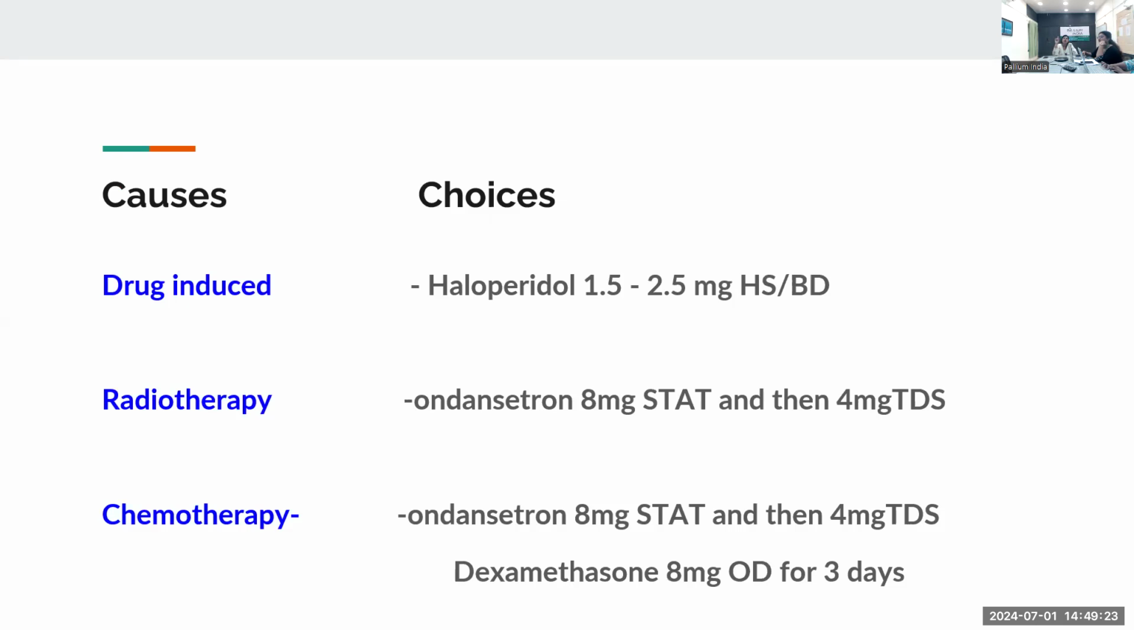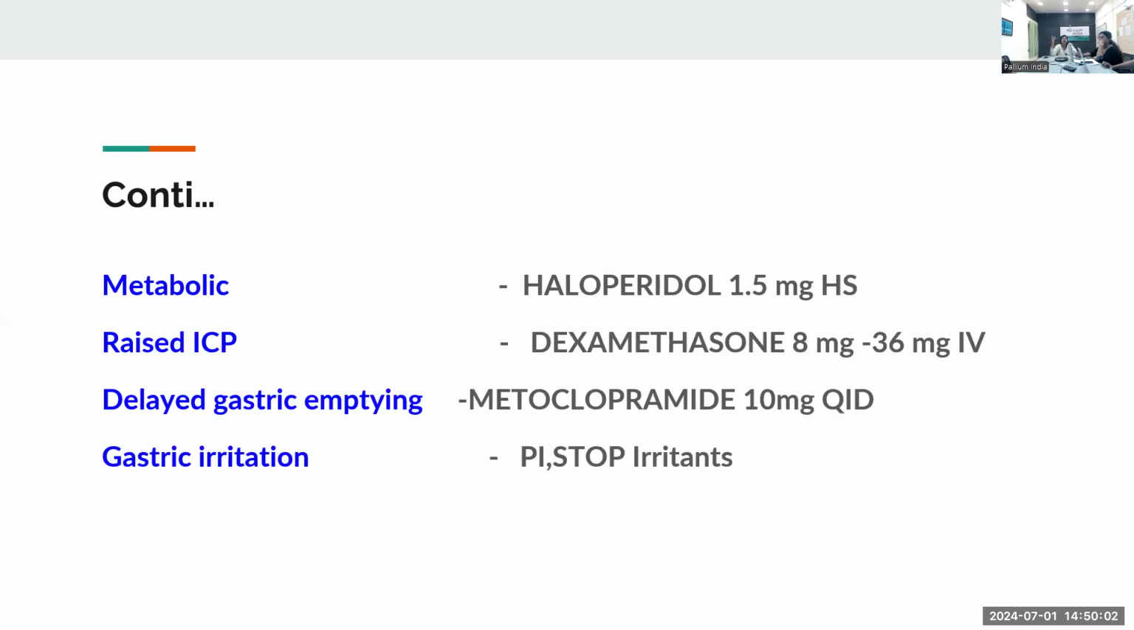So, in short, when the patient is having drug-induced vomiting, the drug of choice is haloperidol. Haloperidol is given as 1.5 milligram or 2.5 milligram HS at night because it has sedation, or as BD. For radiotherapy, we know that it is ondansetron. You can give 8 milligram stat and 4 milligram TDS. For chemotherapy, it is the same, ondansetron 8 milligram and 4 milligram TDS. Along with that, you can give dexamethasone. Okay, next slide.